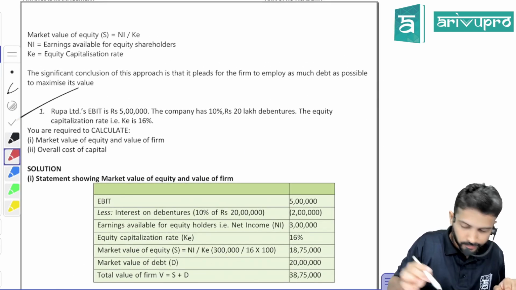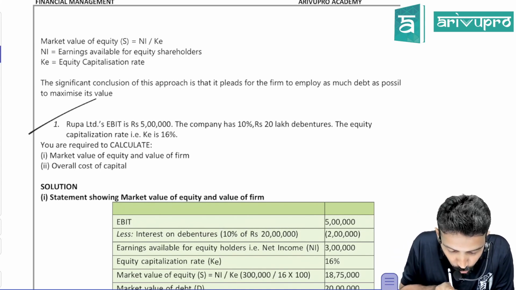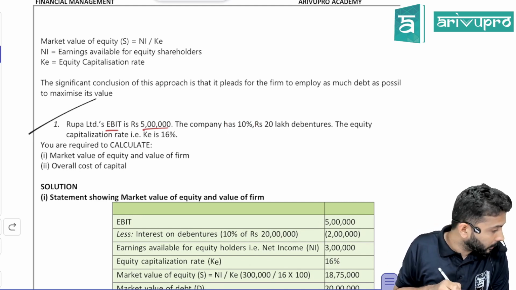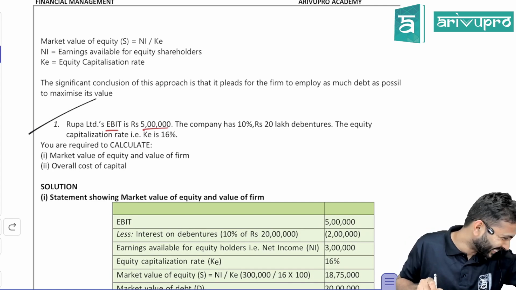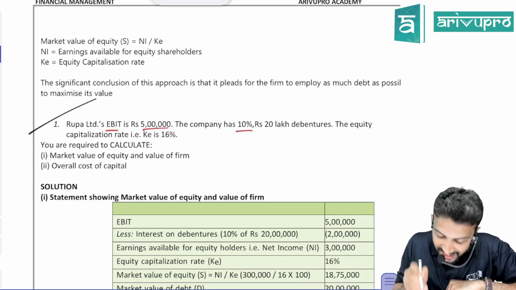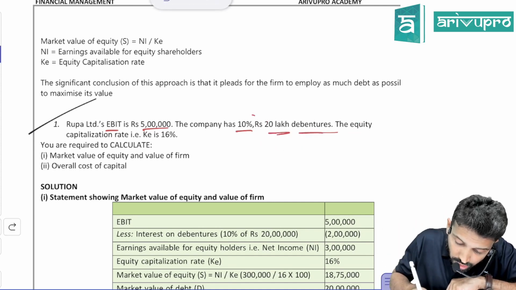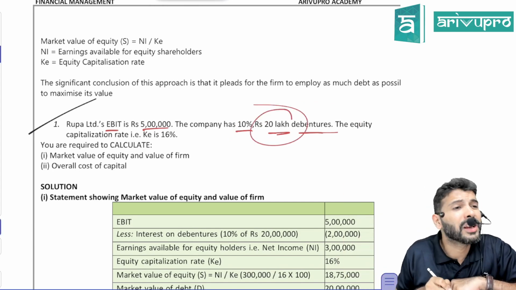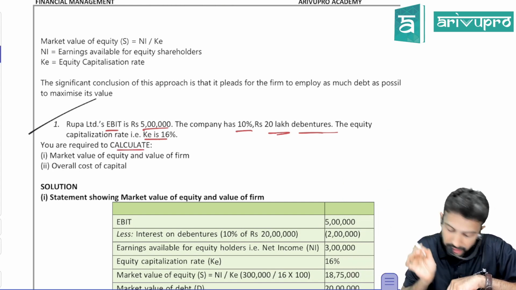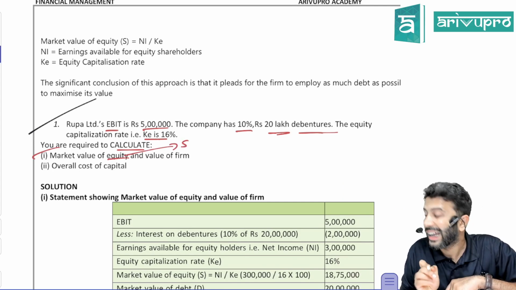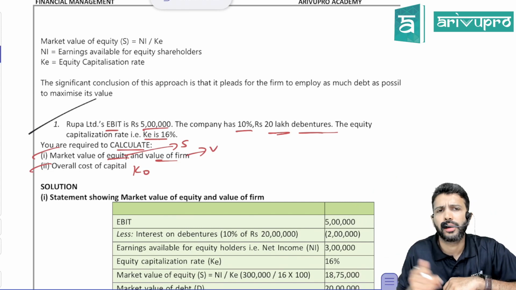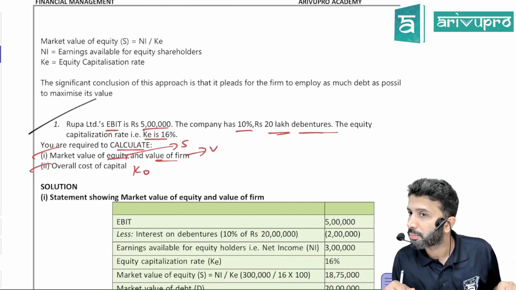Come to question 1. Question number 1. Rupa's EBIT is 5 lakh rupees. The company has 20 lakh of 10% debentures. The interest rate on debentures is 10%, and the value of debentures is 20 lakh. The equity capitalization rate, the cost of equity, is 16%. You are required to calculate the market value of equity, denoted by the symbol S, the value of the firm, denoted by the symbol V, and the overall cost of capital, denoted by the symbol K0. Three simple requirements and we are done with the problem, not the class.